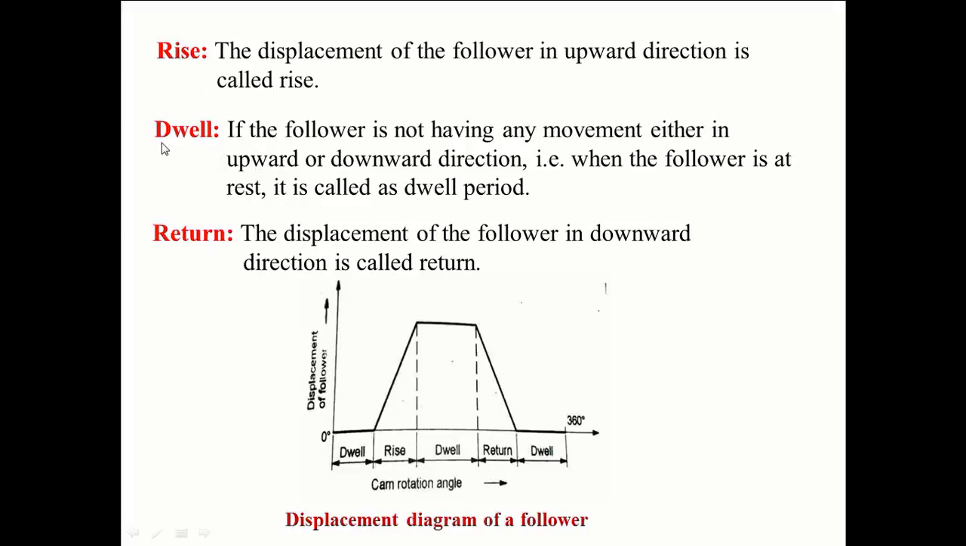And when the follower is at rest, when it comes in contact with that portion of the cam wherein the radius is uniform, we call it dwell period. Similarly, when the follower is having downward motion, when it comes in contact with that portion of the cam wherein the radius is decreasing, we call it return motion. So rise when the follower is moving upward, dwell when the follower is at rest, return when the follower is moving downward.